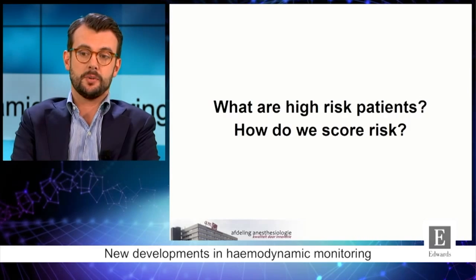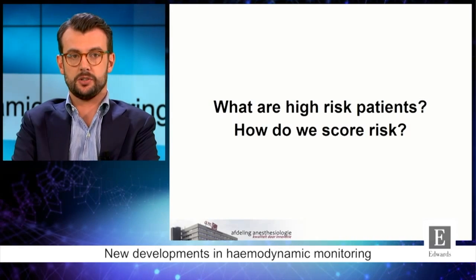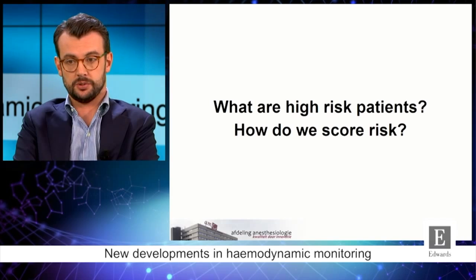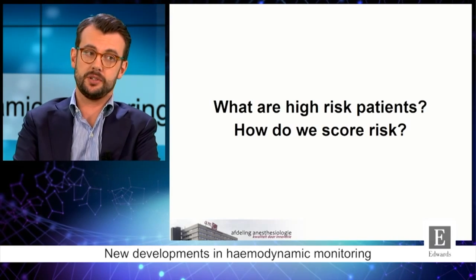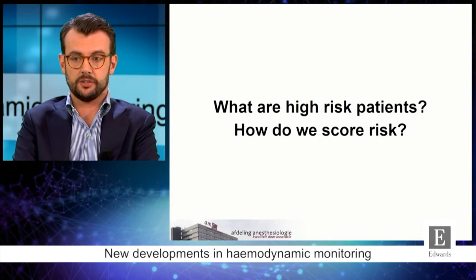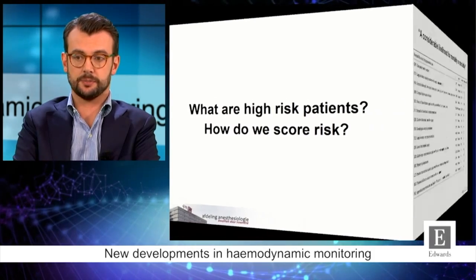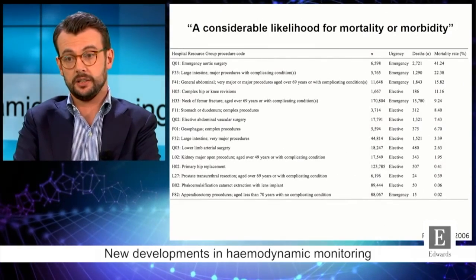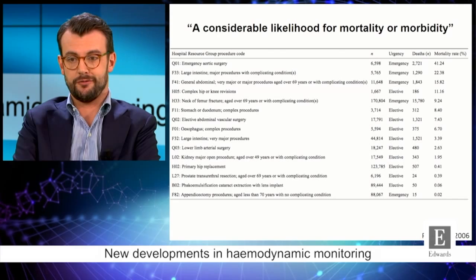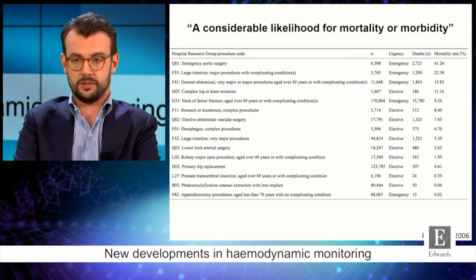So moving on to the third question, what are the high-risk patients? Assuming that I want to institute goal-directed therapy for my patients, who do I target? And how do we assess this risk? Now this is, again, a question that varies and is based on the setting.